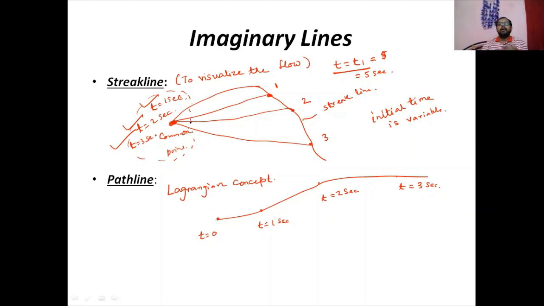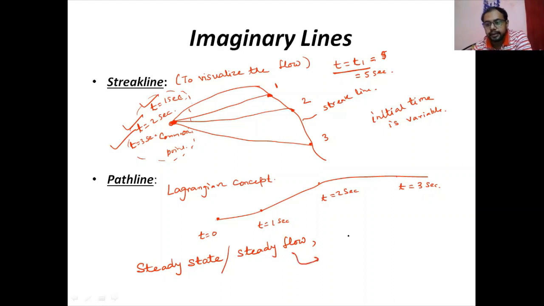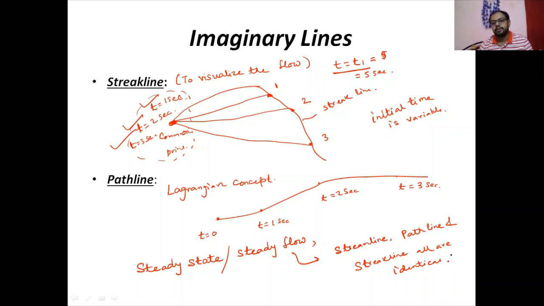So to understand better, the most important thing is at steady state, steady flow, because we have already discussed steady flow. At steady flow, the streamline, pathline, and streakline all are identical. You cannot distinguish them. At a steady flow, you cannot distinguish them. All are identical in nature. So that is the concept of the imaginary lines.